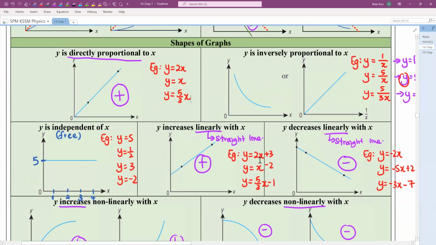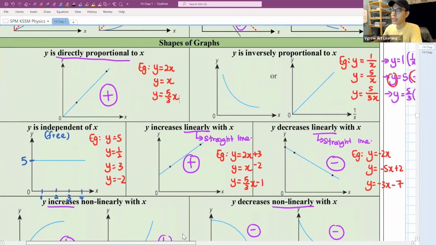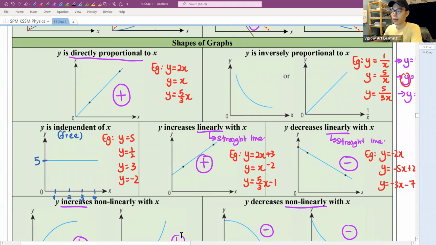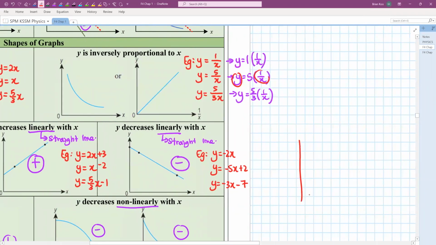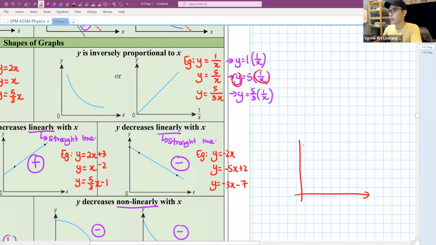Teacher, I don't understand the y is independent of x. Increase and decrease linearly, okay. Okay, so this one will test you on whether you remember these things.